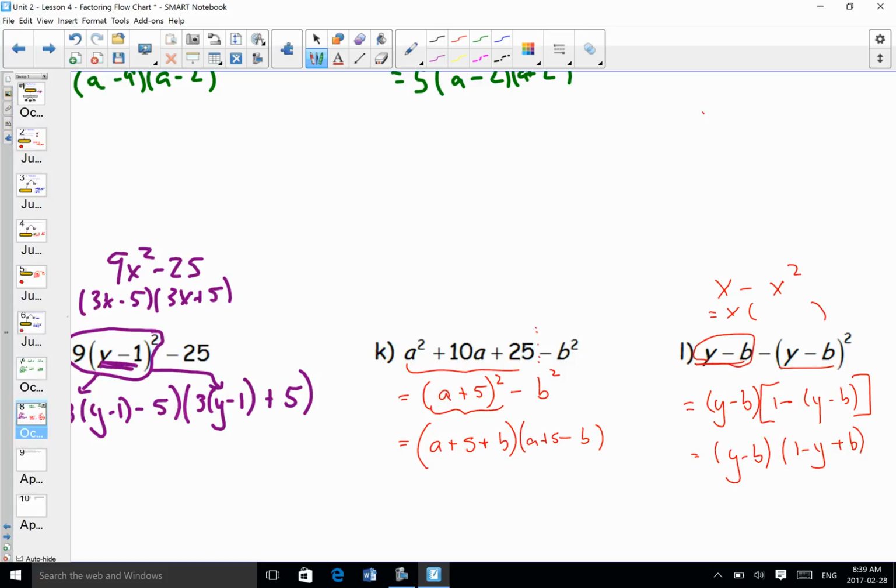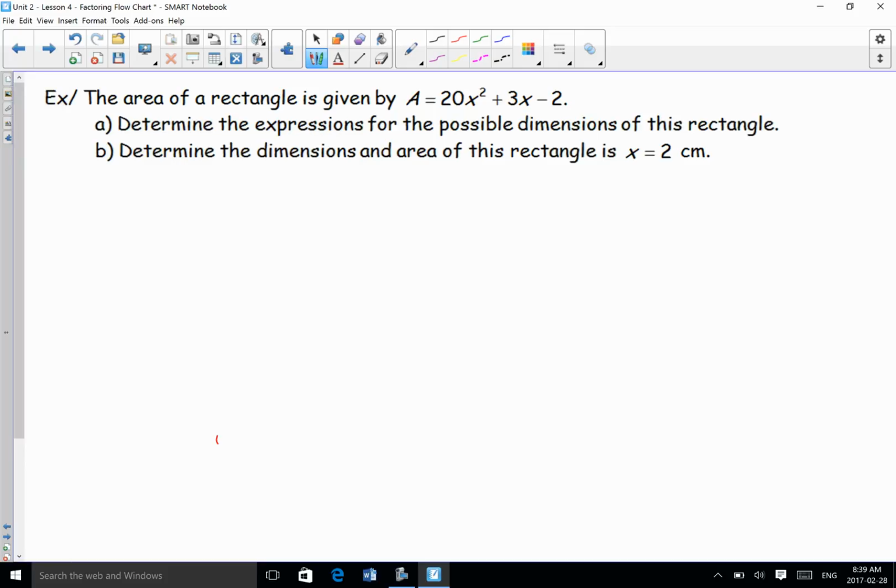Okay, last idea. Word problem. The area of a rectangle is given by this expression. Determine the expressions for the possible dimensions of the rectangle. So let's think about area for a second, if you will. Area is length times width. So if I could turn 20x squared plus 3x minus 2 into 2 separate things, I would know the length and the width. Well, doesn't this look like factoring? So let's factor this thing. This is a complex trinomial.